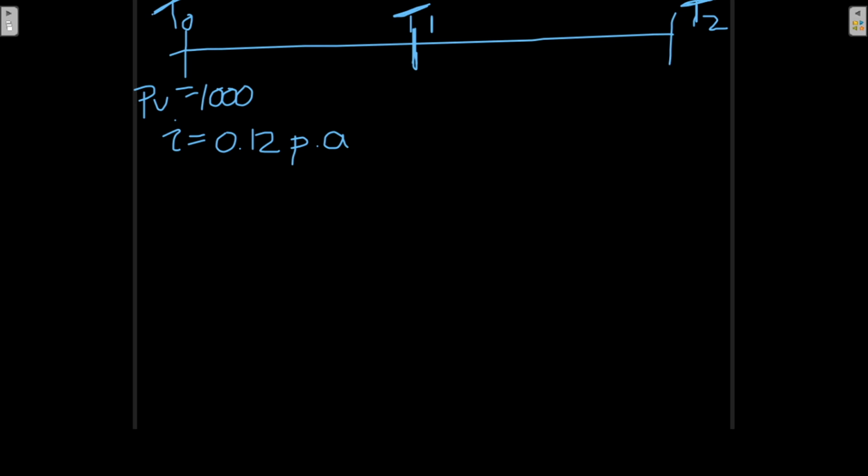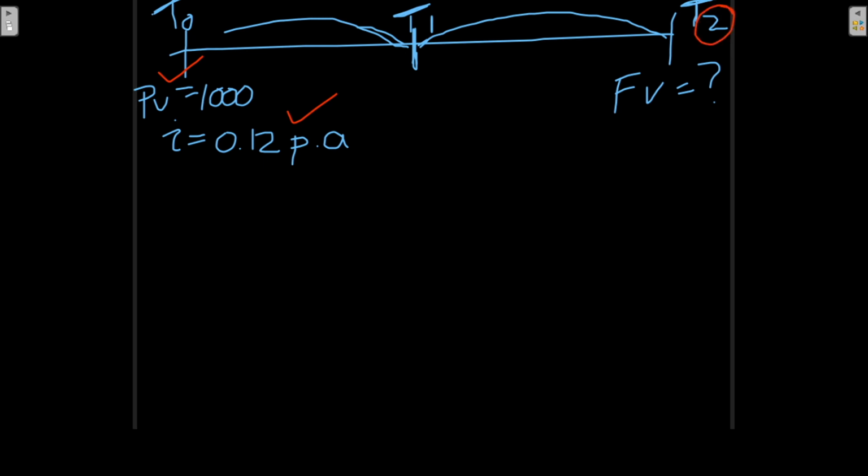And we would like to know what is the future value. If we borrow this money, this 1,000 rands for 2 years, what is the amount that needs to be repaid after 2 years? So what we have here is we have the present value, we have the interest rate, we have our N, which is 2 years, and we would like to know what the future value is.